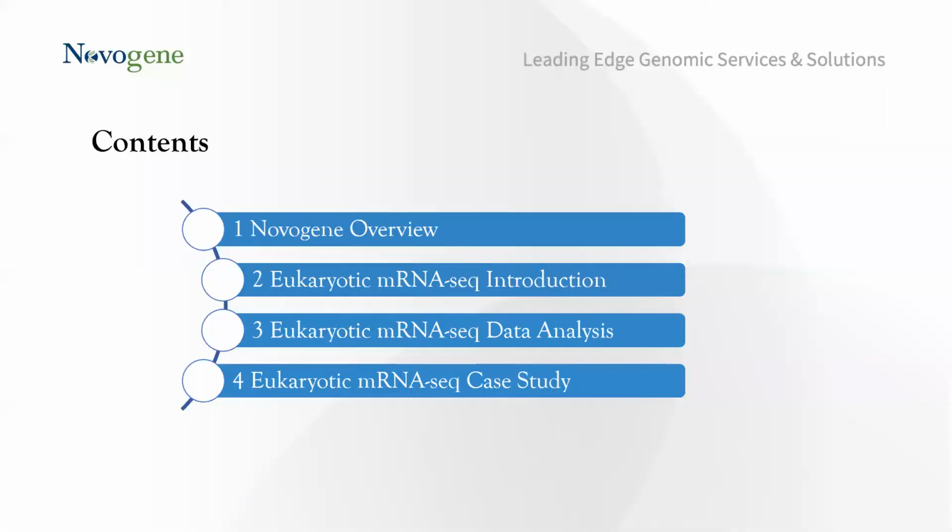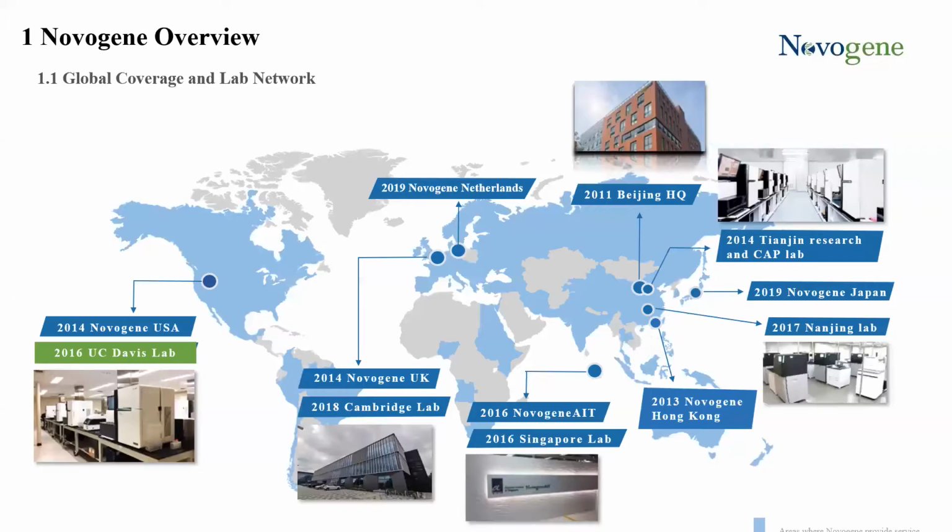So, first, I would like to talk to you a little bit about our company, Novogene. After, I will give you a brief introduction about eukaryotic RNA-seq, followed by the different data analysis that we do in our company. Lastly, I will show you a case study illustrating how we can use this tool to help us further our knowledge in biology. So, to start it off, I would like to talk to you a little bit about our company.